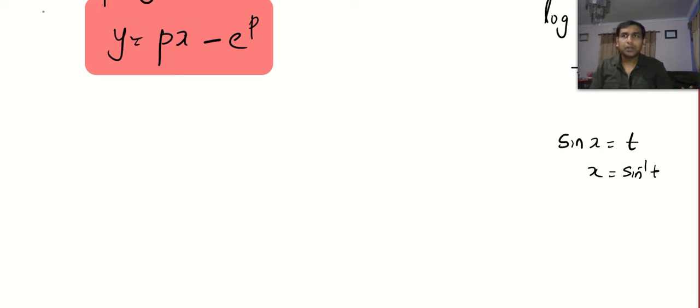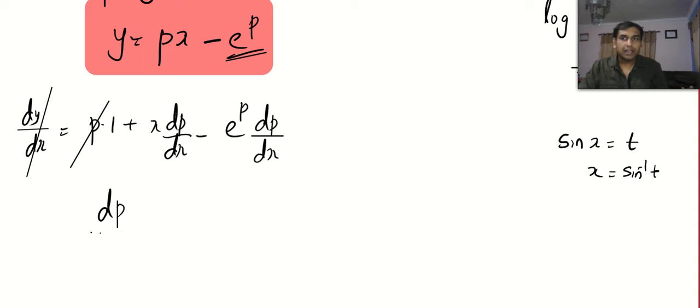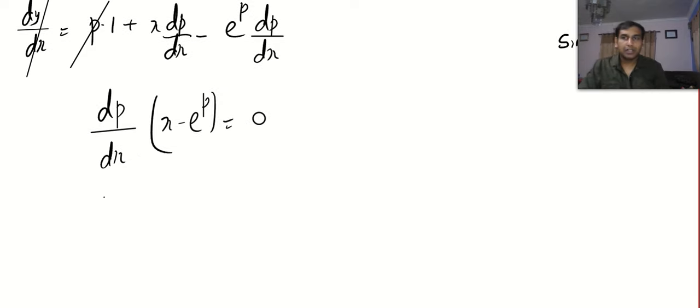The remaining you can do very easily. I'll show a few steps. So what should we do? dy by dx equal to p into 1 plus x into dp by dx minus the derivative of e power p, which is e power p into dp by dx, because we are differentiating with respect to x. Now this p and p will get cancelled. As always, dp by dx into x minus e power p equal to 0. So we get either dp by dx equal to 0 or x equal to e power p.